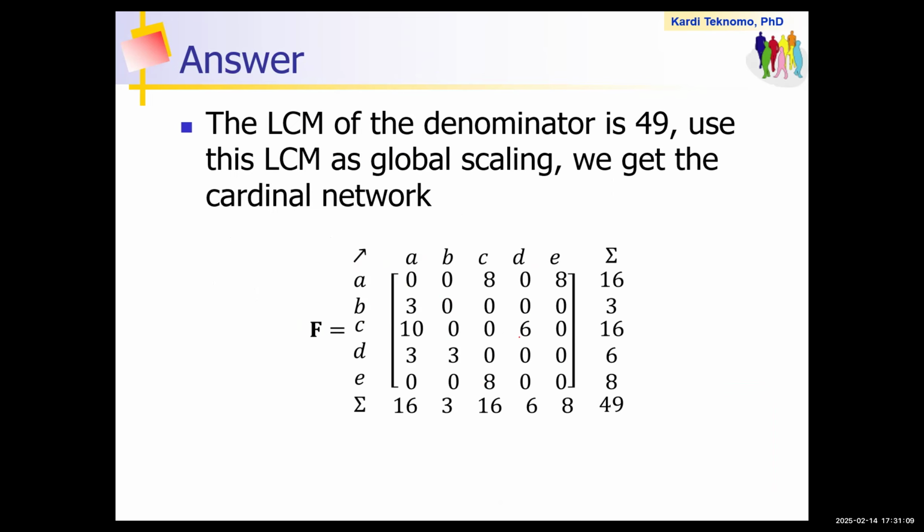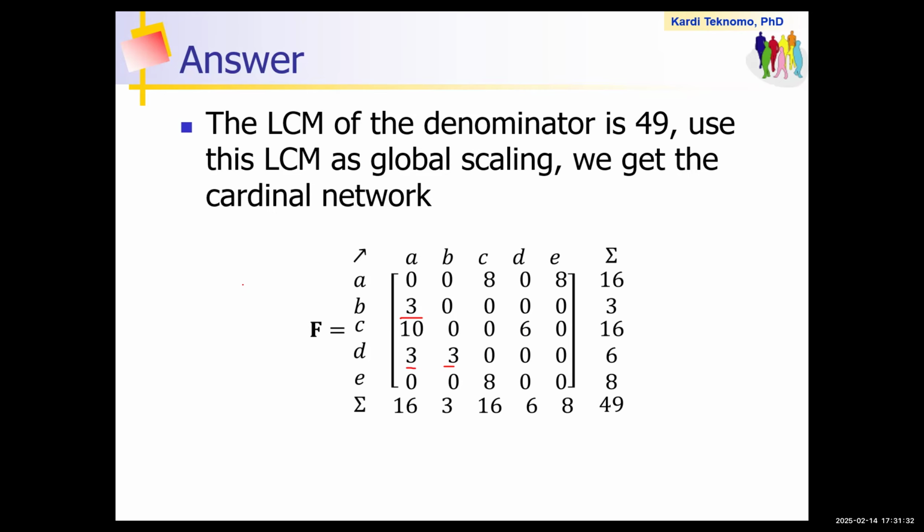Yeah. Hey, this is interesting. The cardinal network here, the minimum is not 1. So the minimum is not 1, but this is already the minimum. So the cardinal network is not necessarily unit.